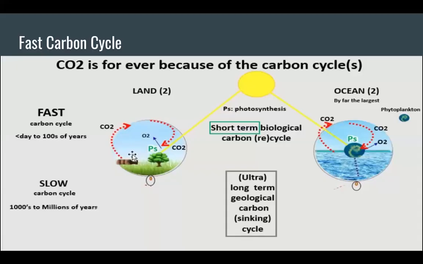Fast carbon cycle. This cycle takes place over a much shorter period of time than the millions of years it takes for the slow carbon cycle. NASA Earth Observatory claims that plants and phytoplankton are the key players when it comes to the fast carbon cycle. These organisms use photosynthesis to turn carbon dioxide in the air into energy.